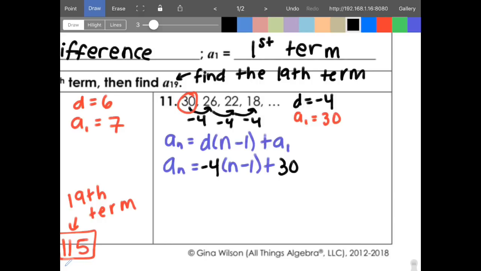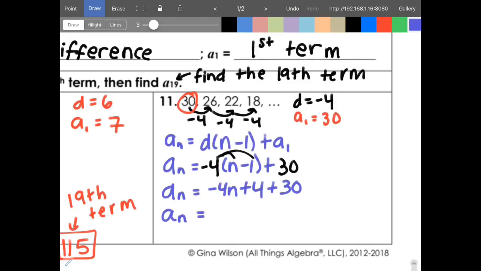Great. So now we're just going to distribute again. So a sub n equals negative 4n. Now negative 4 times a negative 1. Be careful, you guys. It's positive 4. Little mistakes like that can really get you on the test. Okay, so now we're almost finished. A sub n equals, notice the pattern, we can collect these two last terms, negative 4n plus 34. Great, we have our formula.